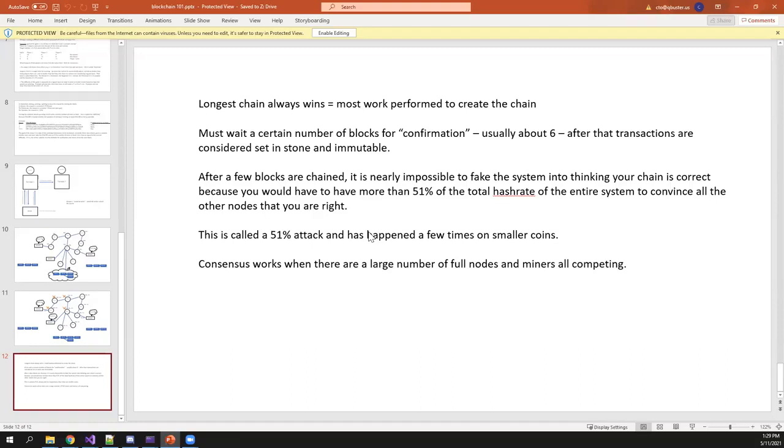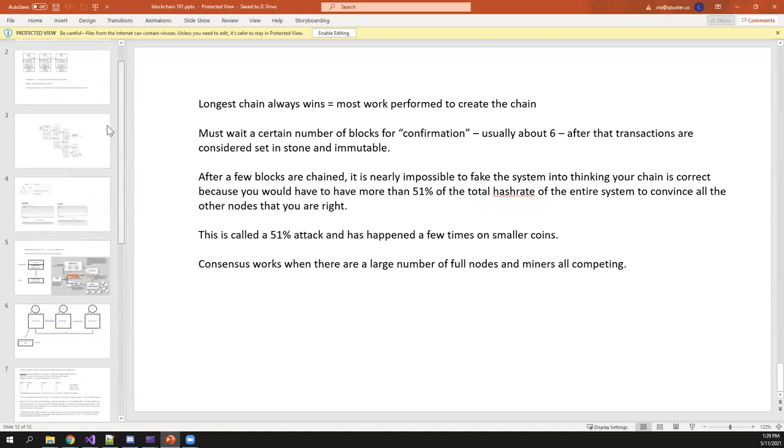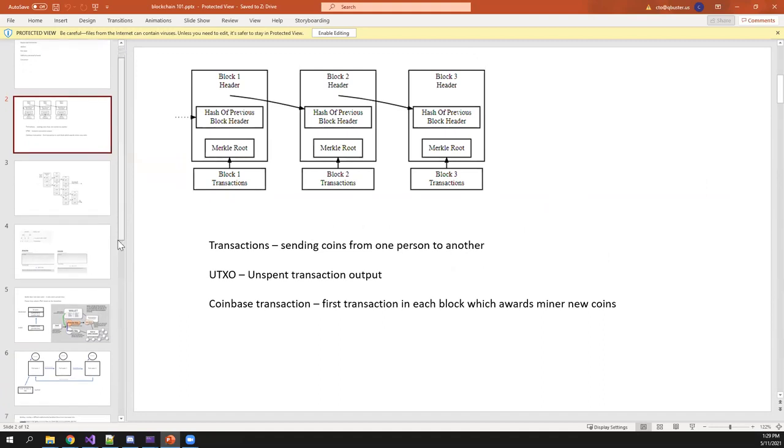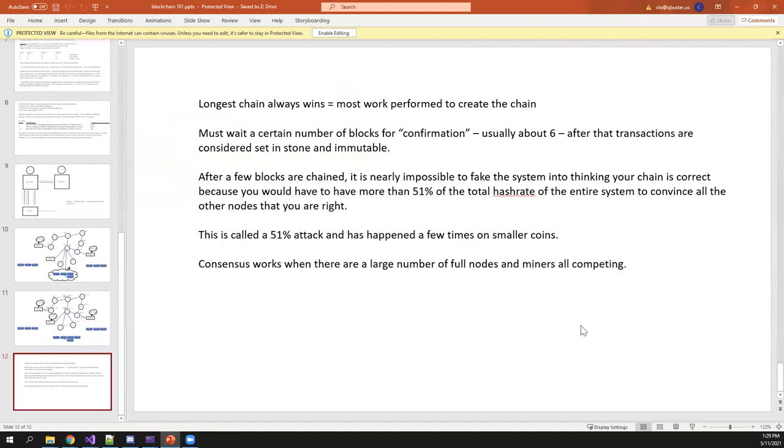So it's important to realize the depth of the chain. Again, back to this previous hash: all the work that it took to make that hash, plus all the work that it took to make this hash, plus all the work that it took to make this hash. After 6 of these, it's almost impossible to fake out the system. You'd need so many computers that it's just not possible. So consensus works best when there's a large number of full nodes.